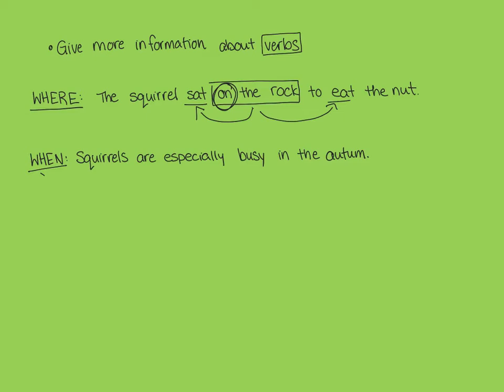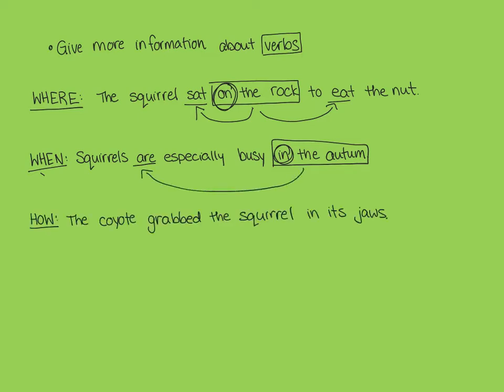Prepositional phrases can also tell us when an action happens, right? So squirrels are especially busy in the autumn. In is our preposition, and in the autumn is our prepositional phrase. Tells you when it happens. And now this is kind of funny because our verb here is are, but it's kind of a verb phrase of are especially busy. So when are they especially busy? In the autumn.